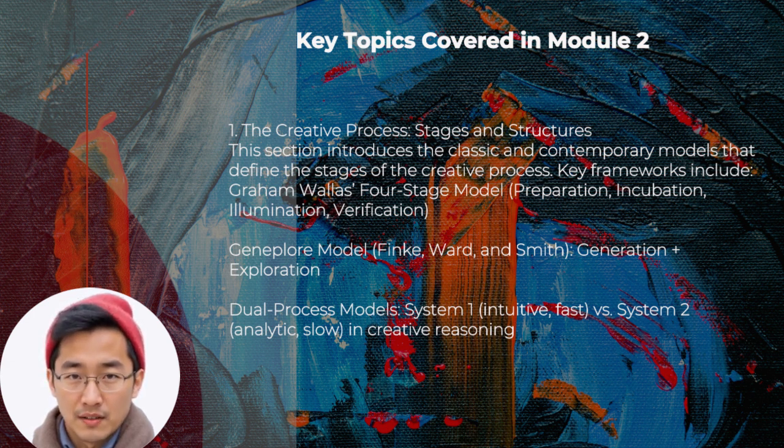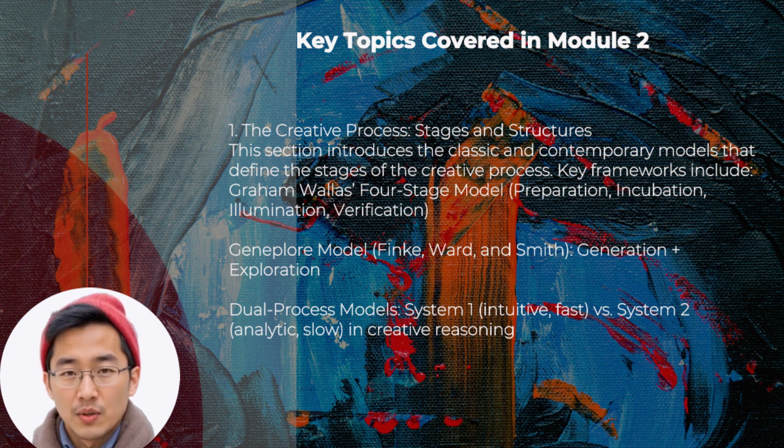dual process models: System 1, intuitive, fast, versus System 2, analytic, slow, in creative reasoning; insight versus analytical problem solving. Each model is critically evaluated for its application in both fine arts and problem-solving disciplines.